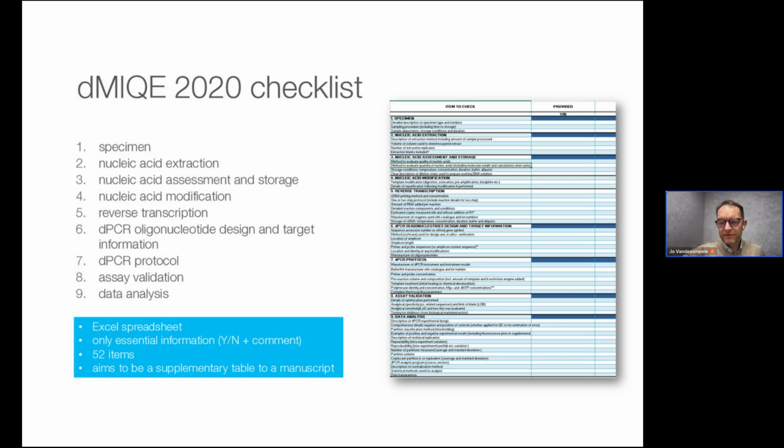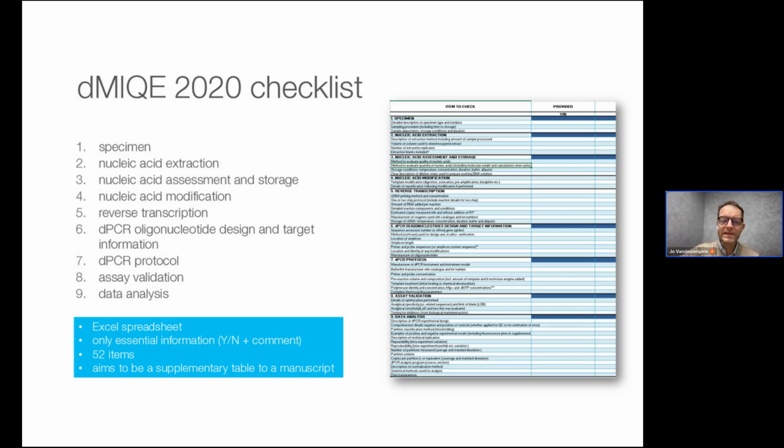And it comes with a very simple Excel-like spreadsheet. You only have to indicate in one column whether this particular parameter is important or not, yes or no, and if needed, you can add in the third column some complementary information for the readers or the reviewers of your scientific publication.